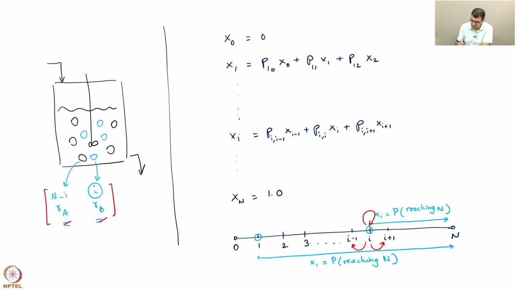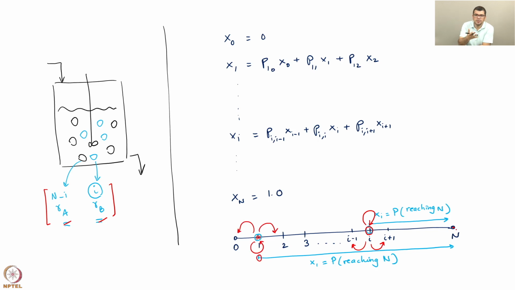Then we defined an important variable called xi, which tells me that if the system is at a state I at any given point in time, xi is the probability that it will reach n. The particular xi that I am interested in is x1, which is the probability that, starting from here and with these three transitions allowed at this state, the system reaches n.